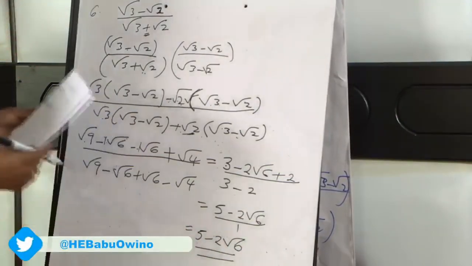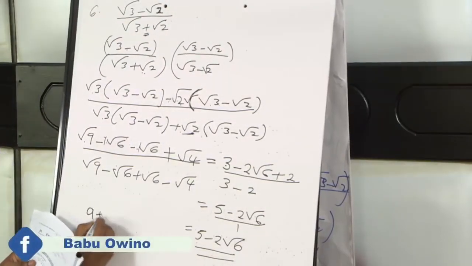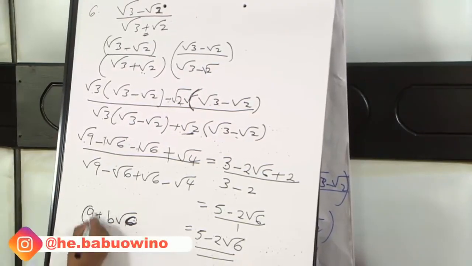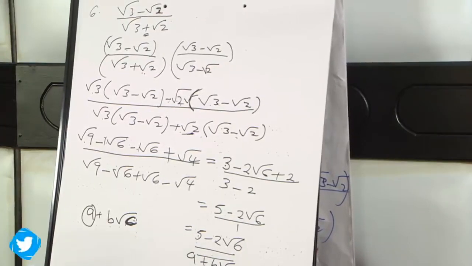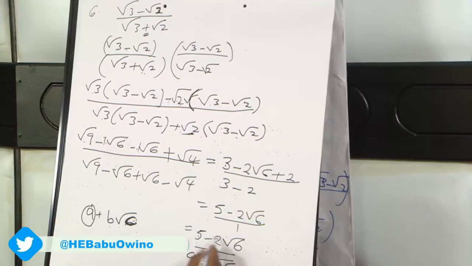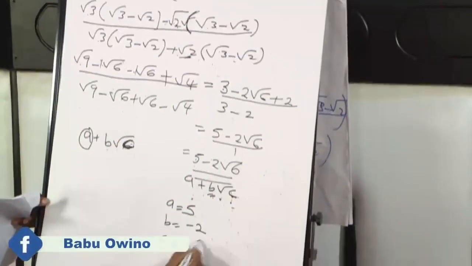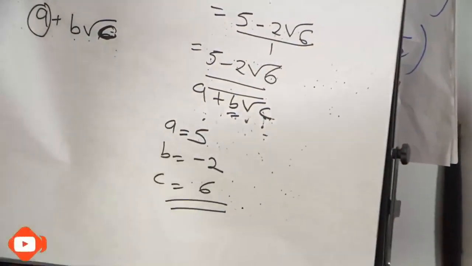This is our answer. But remember, we've been advised to write our answer in the form a plus b root c. So our value of a is 5. Tell the examiner that you know. Then b is minus 2, and c is 6. So we have finished with the surds.